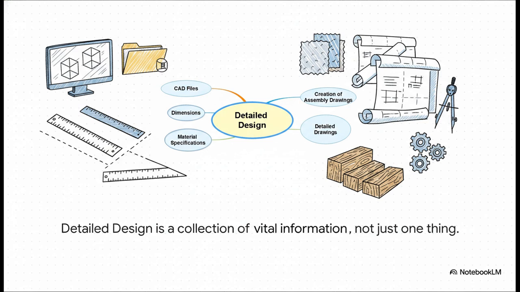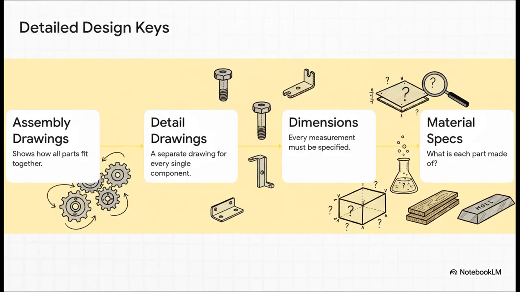And this lays it all out beautifully. This stage isn't just one thing. It's a whole collection of crucial information. You've got your drawings, dimensions, materials, the works. So let's break that down a bit. Okay, so you basically need two kinds of drawings. First, assembly drawings. They show how all the pieces fit together. Then you have detailed drawings, which is a separate blueprint for every single little part.